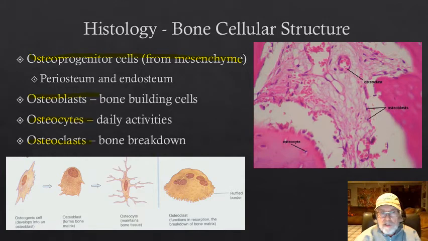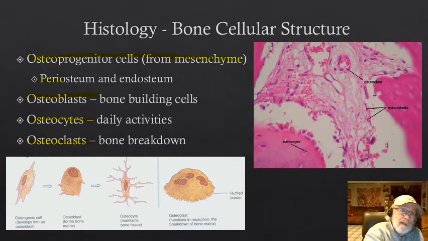And what happens is a number of the cells in the periosteum and the endosteum are osteoprogenitor cells, which means that they're capable of producing new bone, because the cells in them are from mesenchyme or embryonic cells, i.e. stem-type cells. And that's what we call these osteoprogenitor cells.